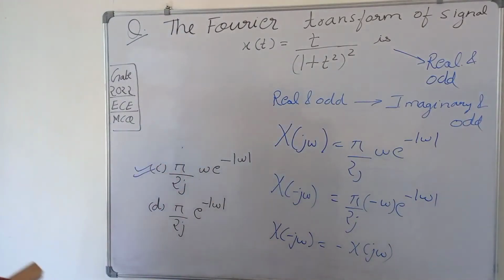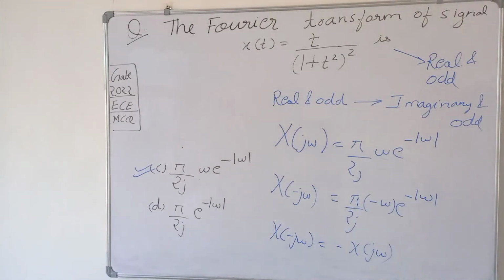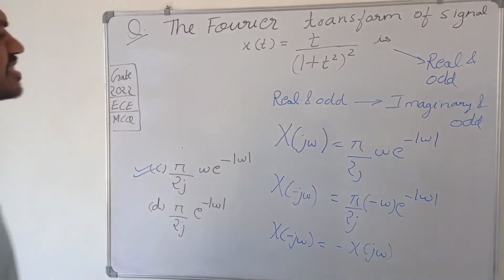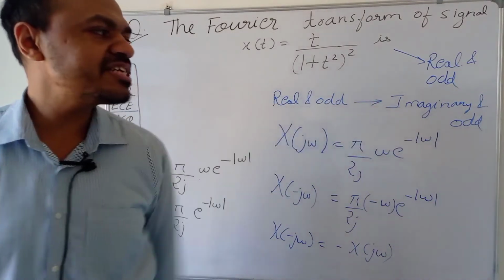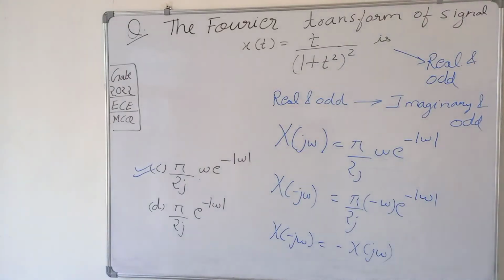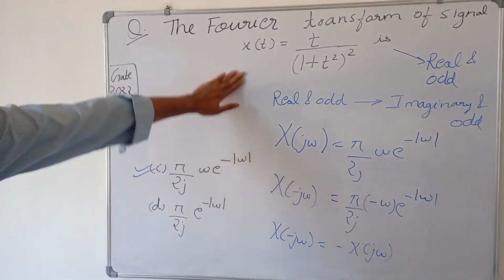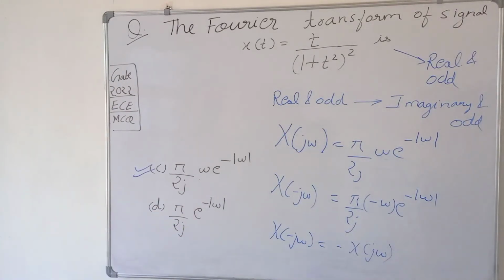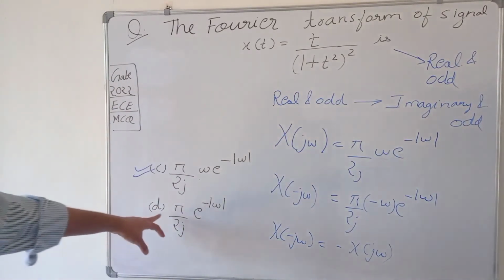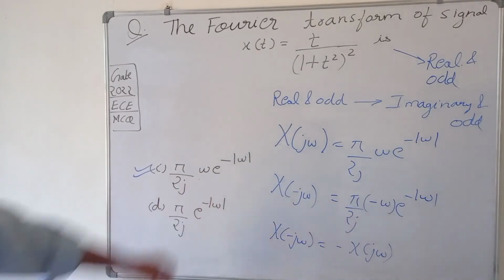Hence option C, π/2j ω e^(-|ω|), is the correct option for this question. So instead of using the properties of Fourier transform, we can solve it with this property, that the Fourier transform of a real and odd signal must always be an imaginary and odd signal. So I hope this concept was clear to you. Using this concept, we can easily eliminate the two options, and this option will also be eliminated because this is an imaginary and even signal. Only this is the imaginary and odd signal.